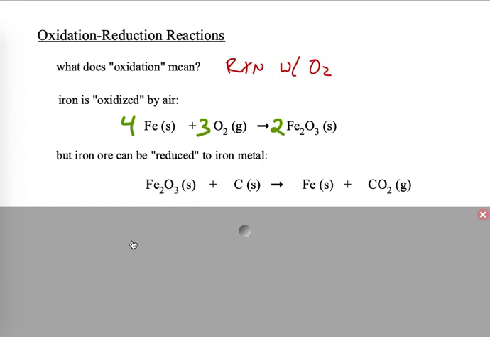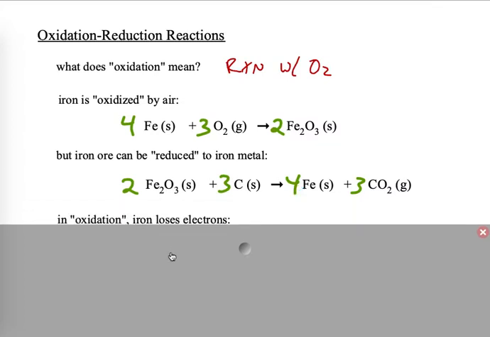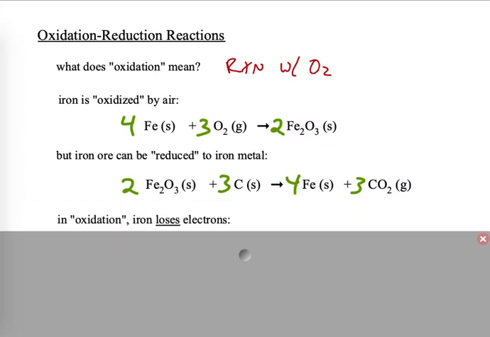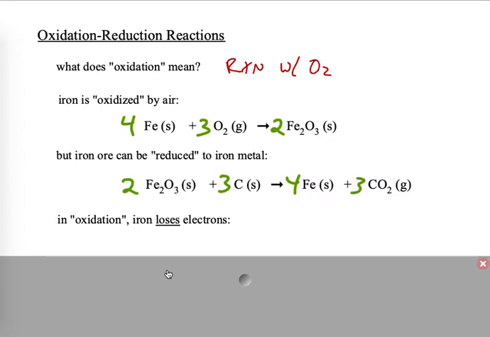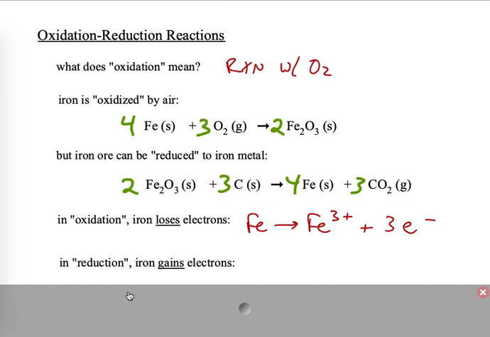In this case, iron(III) oxide is being converted to iron and elemental oxygen. And once again, we can balance this by putting a 2 here, a 3 there, a 3 there, and a 4 there. So, in this oxidation process, the first equation, iron is losing electrons. Iron atoms are forming Fe3+ cations with the loss of 3 electrons. In the reduction process, in the second equation, iron is gaining electrons. The Fe3+ cations are accepting electrons to form iron metal.